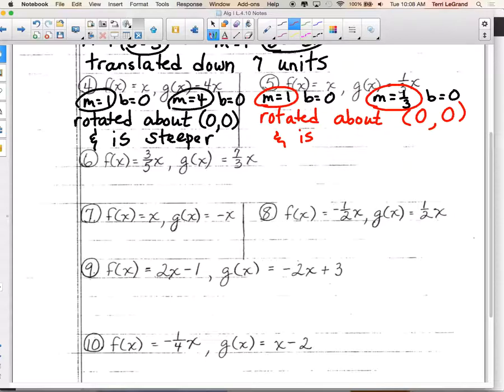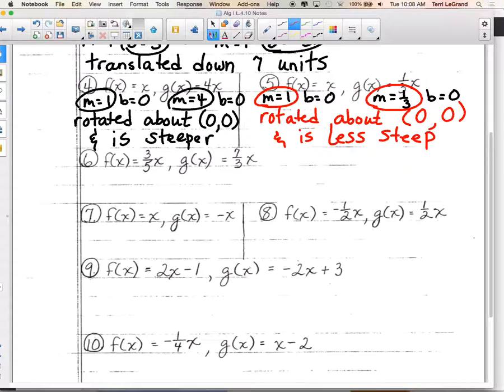So with rotations, typically what we want to do is think about rotations happening first. So we'll rotate first, and in this case, it's the only thing going on, so we don't have to worry about it. And it went from 1 to 1/3. What would you expect on the graph? Would the new line be steeper or less steep? Less steep, yes. The slope's absolute value got smaller. So the smaller the absolute value, the more it flattens out, right?